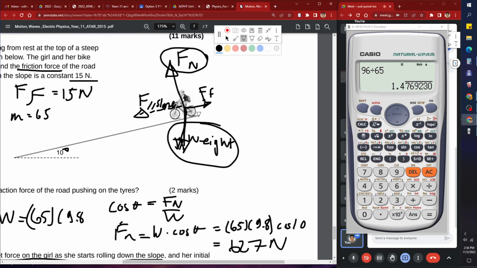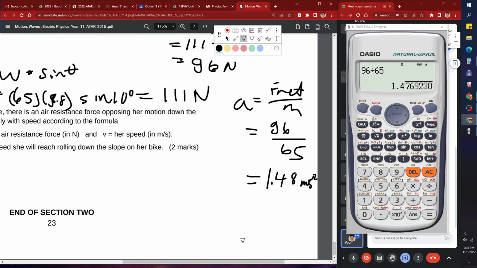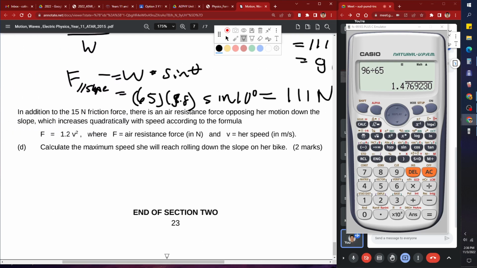Okay, don't draw it in, because that's not what the question asks you to do. And then once I found that net force, I was able to calculate the acceleration that net force has on the mass of the girl and the bike.